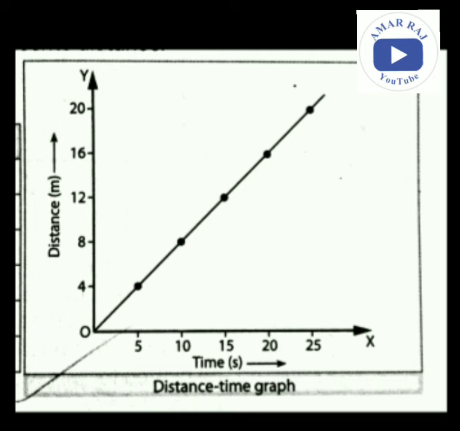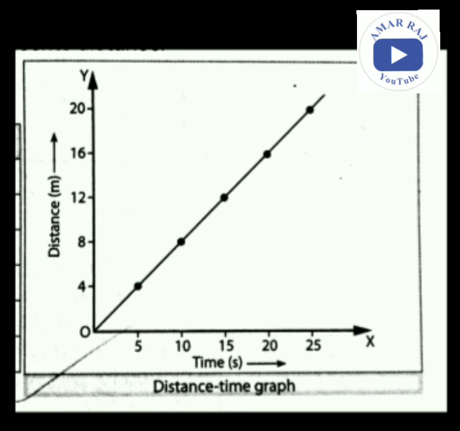Now see the third advantage, that the speed of an object can be obtained from its distance time graph. So let us see, take any time interval. If we take between 0 second and 10 seconds, the distance traveled by the object is 8 meter. So the speed can be found as 8 by 10 meter per second. Similarly, if you take the time interval between 10 second and 15 second, at 10 second the object is at 8 meter and at 15 second it is at 12 meter. So in 5 seconds it covers 4 meters. So again the speed you can find 4 by 5 meter per second.